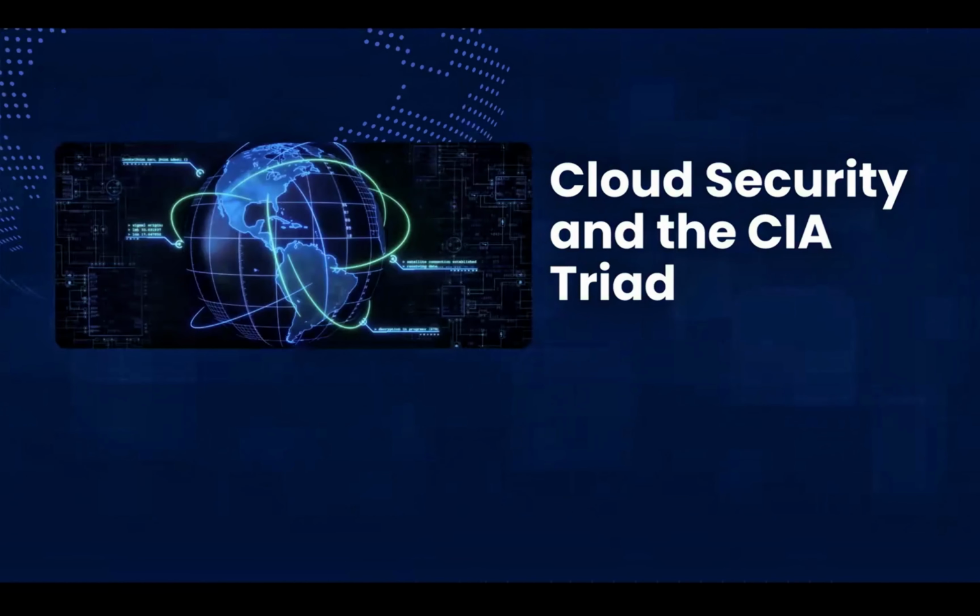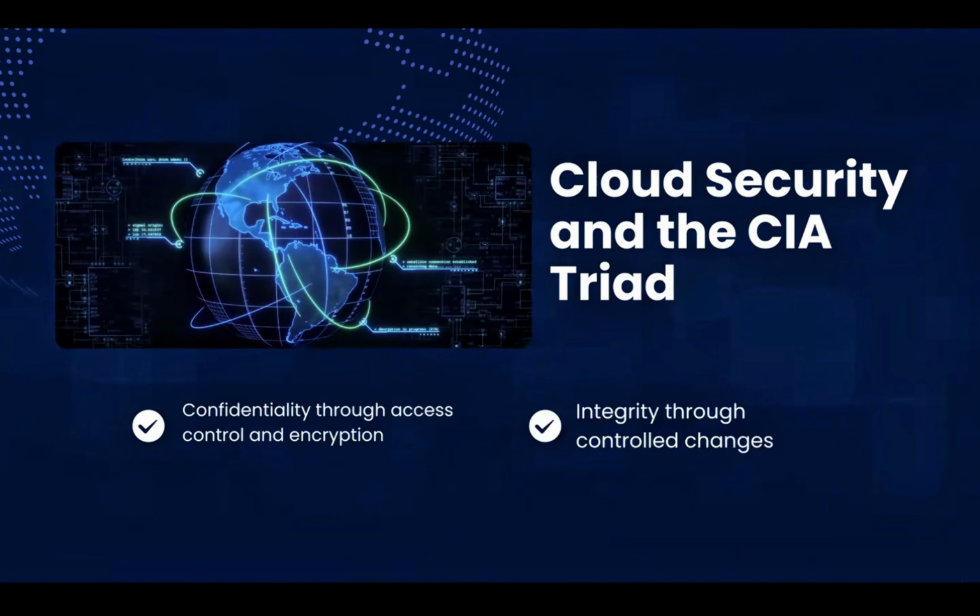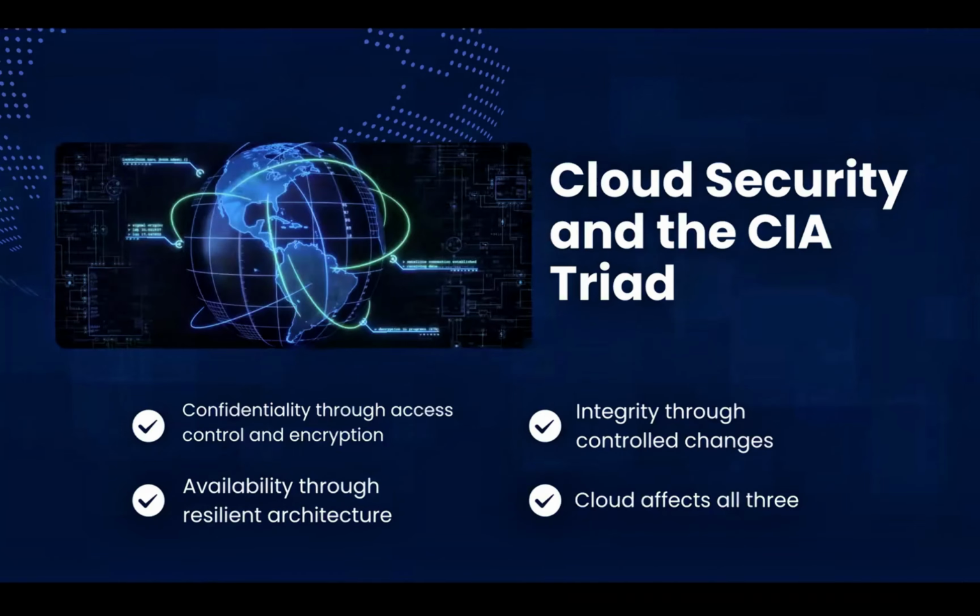Let's now consider cloud security and the CIA triad. Cloud security supports core principles. Confidentiality is ensured through access control and encryption. Integrity is ensured through controlled configuration and management. Availability is ensured through resilient and distributed architecture, and all three are affected by cloud design.